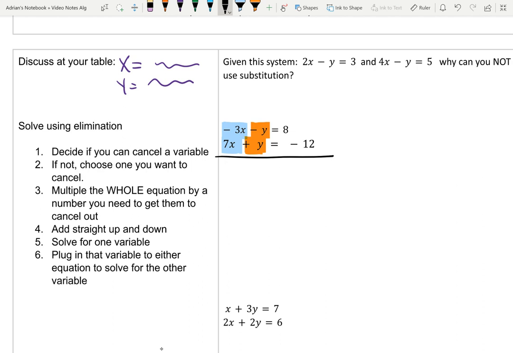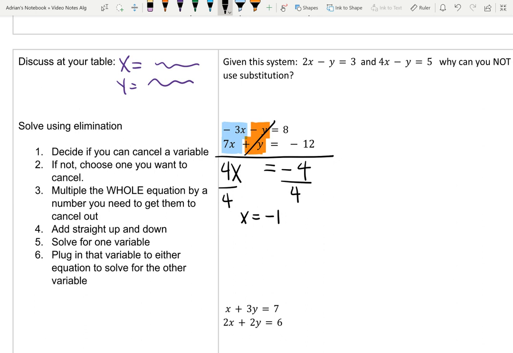So negative 3x and 7x becomes 4x. And since this becomes 0, they're basically just canceling out, so I am just not going to write anything, and I'm just going to put equals because those are gone. And then 8 plus negative 12 would give me negative 4. And now I'm going to continue solving this, so I have a number for x. So x would be equal to negative 1.